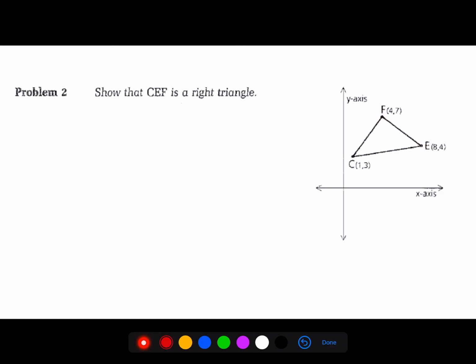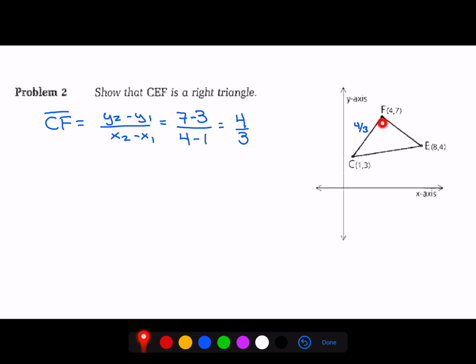So first off, let's go ahead and find the slope of CF first. To find the slope of CF, we're going to use y2 minus y1 over x2 minus x1. That's what we'll use for all of our slopes. So for CF, I have 7 minus 3 over 4 minus 1. That'll give me 4 over 3. So that's my slope, 4/3. I can go ahead and write that here. Now, for this to be a 90-degree angle, the slope of FE needs to be negative 3/4. It needs to be the opposite reciprocal of 4/3. So let's find the slope of EF.